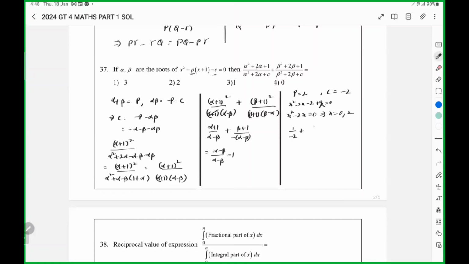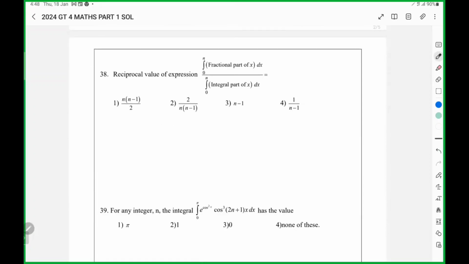So here beta is 2 plus 4 plus 1 by 4 plus 4, 9 by... so whatever you feel comfortable, you proceed.